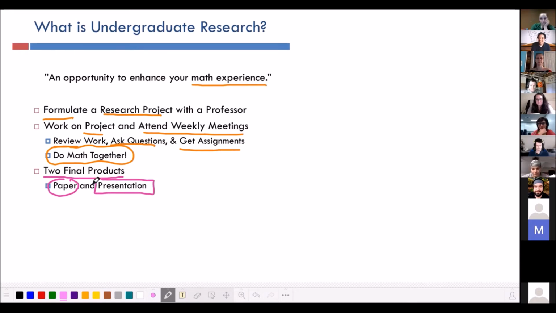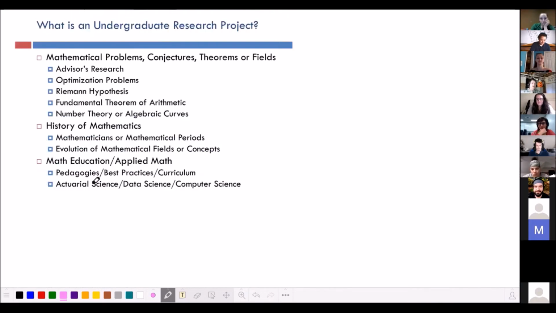And that's the big idea, right? So what is an undergraduate research project? I like this. There's a lot of discussion about this amongst people. To me, it's very open, okay? So, it could be a mathematical problem, conjecture, theorem, or even a field that you're interested in. It could be more traditional in the sense of your advisor's research. The faculty at GGC usually have some sort of research program going on.